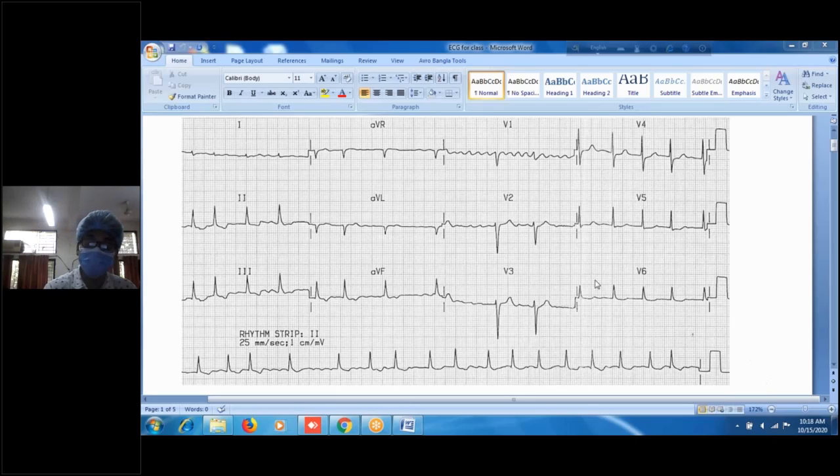If the atrial fibrillation patient presents hemodynamically unstable, with features like shock, you are getting no pulse, you are getting no blood pressure, in that case you have to go for the DC shock.